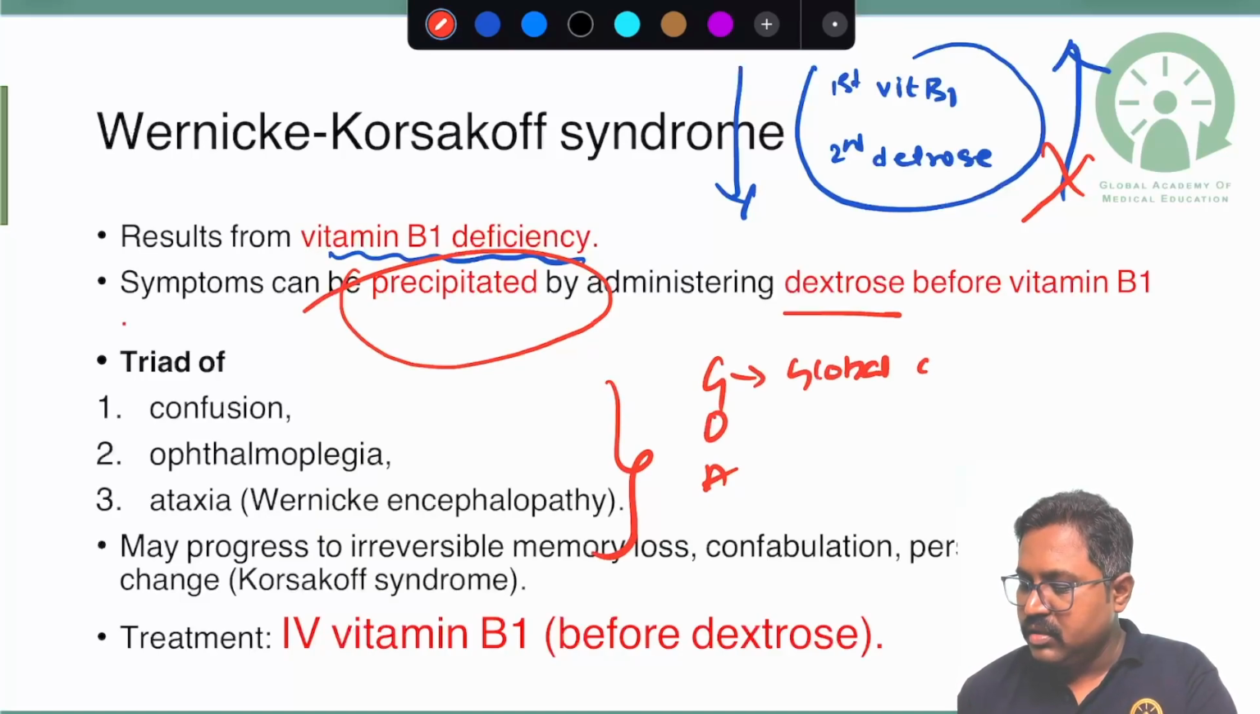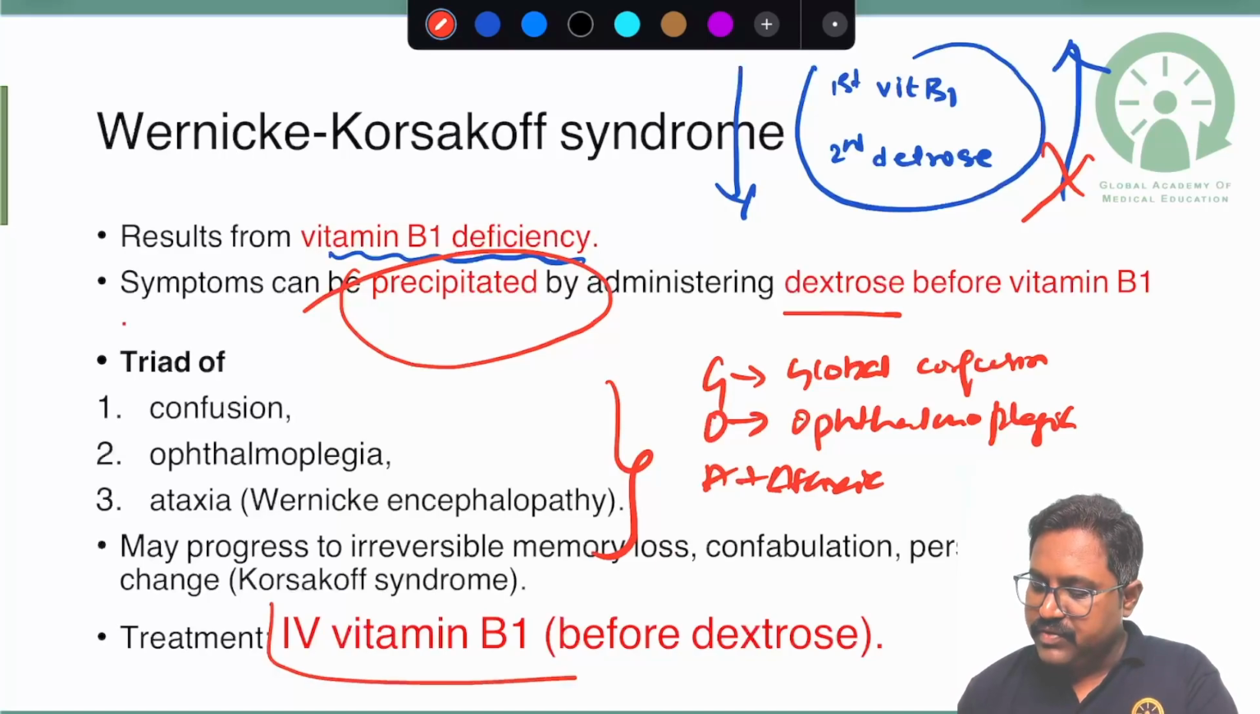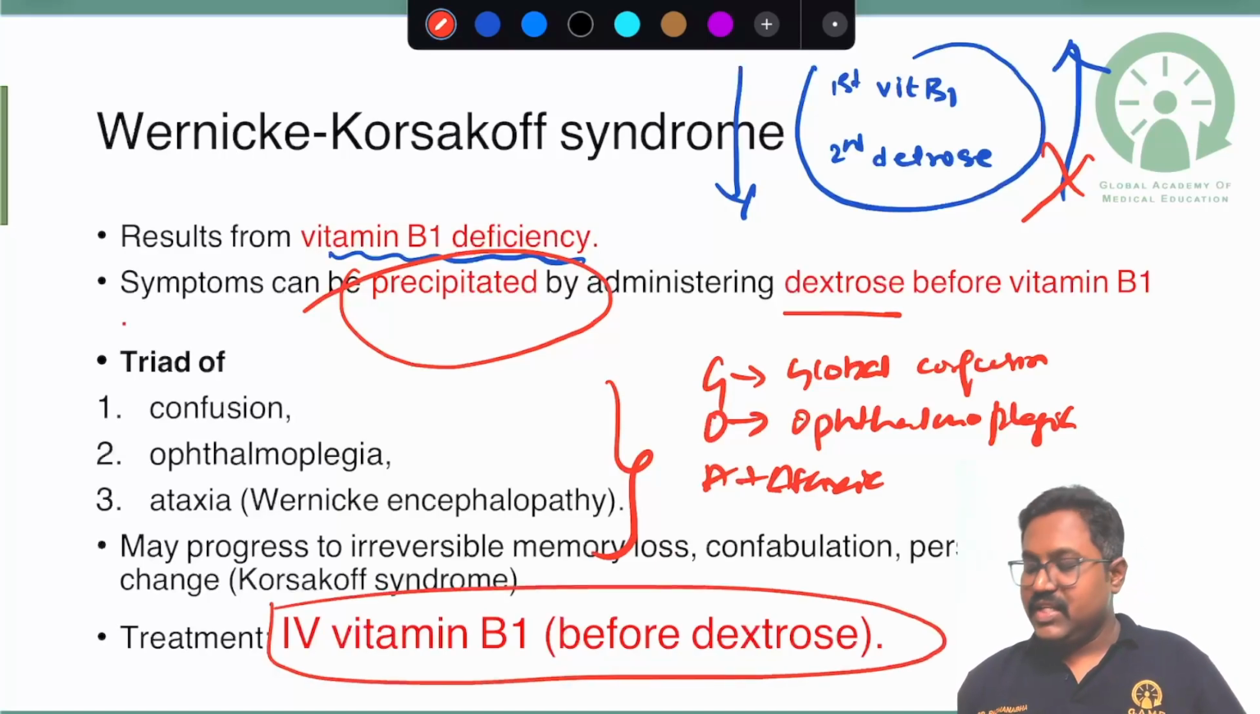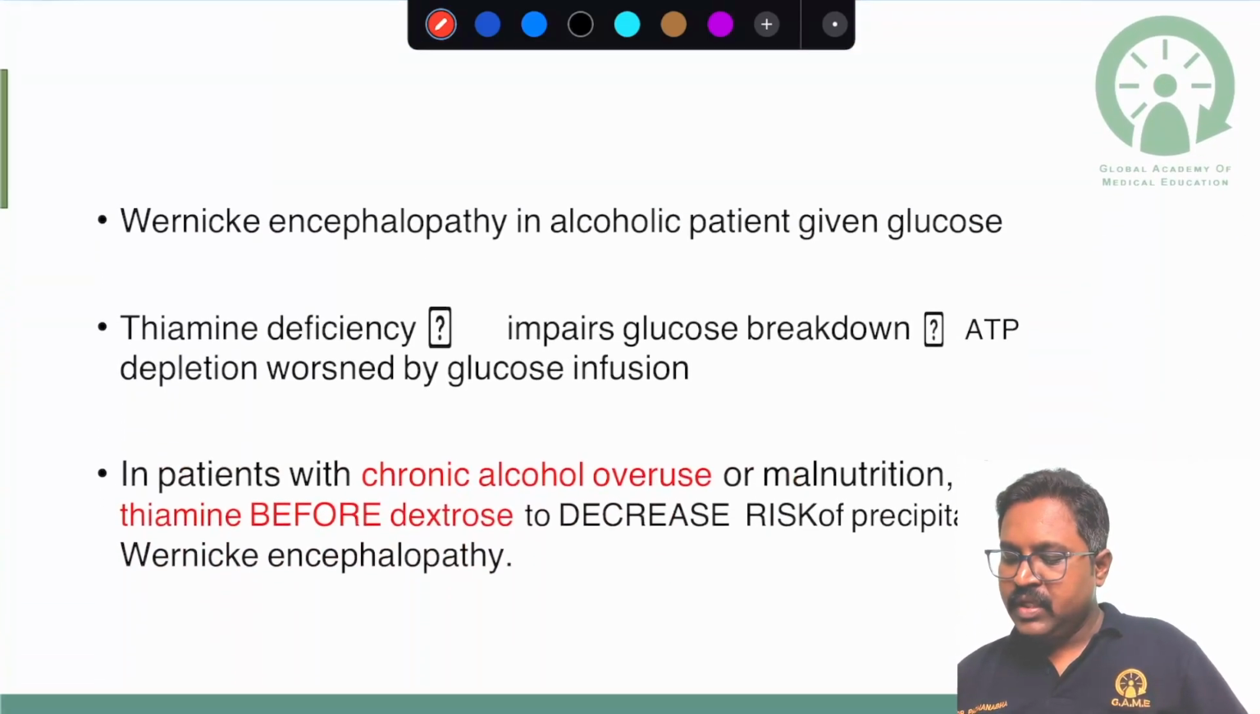So this is the classical triad that can be asked in your exam, that is GOA: G for global confusion, O for ophthalmoplegia, and A for ataxia. So the drug of choice will be vitamin B1, which has to be given before dextrose. So let us see why it has to be given before dextrose.